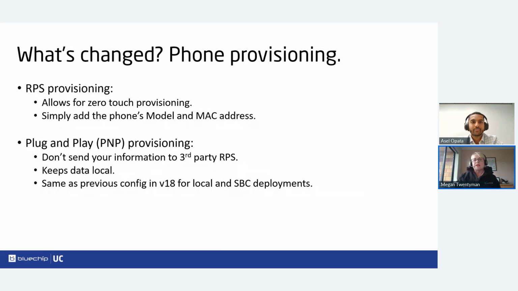So phone provisioning. This all started changing in the more recent updates of version 18. We've still got RPS provisioning, which is your zero touch provisioning, simply adding your model and your MAC address, plug it in and away you go. You've got your plug and play, which keeps all your data local, same as previous config, and you need to have your SBC.